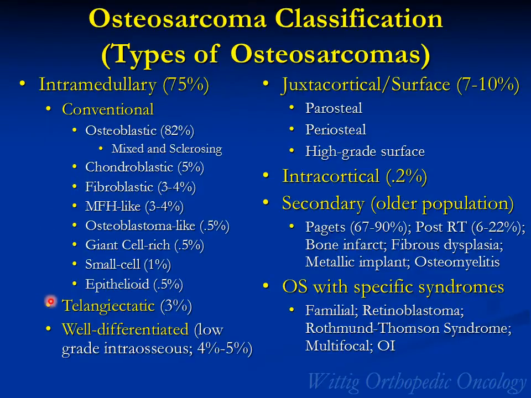You also have telangiectatic and well-differentiated intraosseous or low-grade intraosseous osteosarcomas. There is also a small cell osteosarcoma that's an intramedullary type also. Now you can see under your conventional types of osteosarcomas, there's different subtypes, and basically osteosarcomas can have different types of tissue, not only bone within them, but can have a lot of cartilaginous tissue, can have fibrous type tissue, can have tissue that looks like a malignant fibrous histiocytoma or undifferentiated pleomorphic sarcoma. Can also have a lot of giant cells within it. It can be confused with a giant cell tumor.